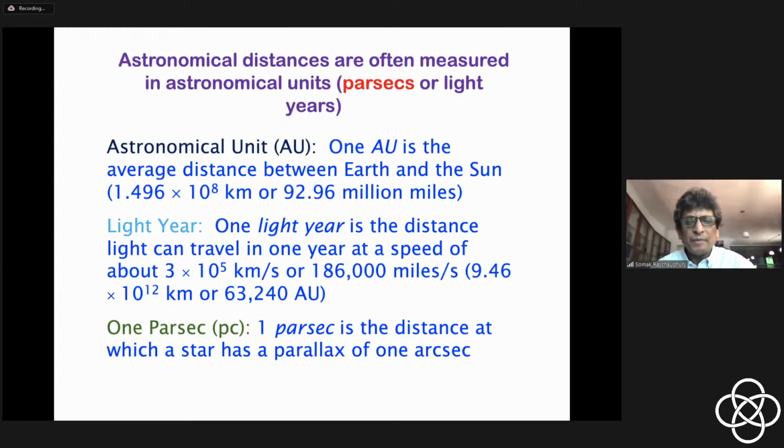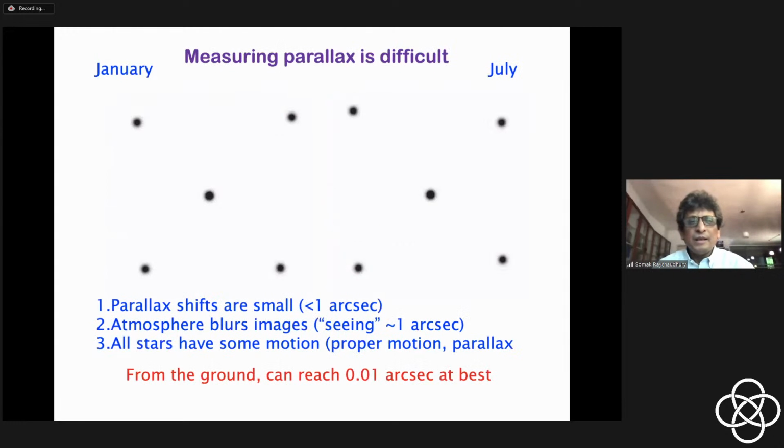So here it is. I've already talked about this. Measuring parallax is difficult. Parallax shifts are very small. If you look at 5 stars and look at the relative distances between them, you can barely make out that this is shifted a little, etc. Parallax shifts are small; they're less than 1 arc second.